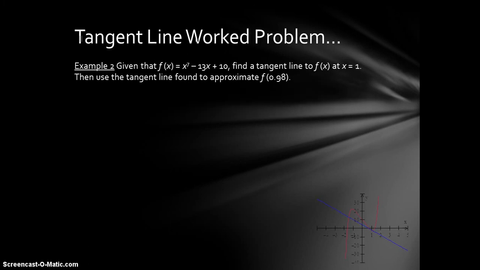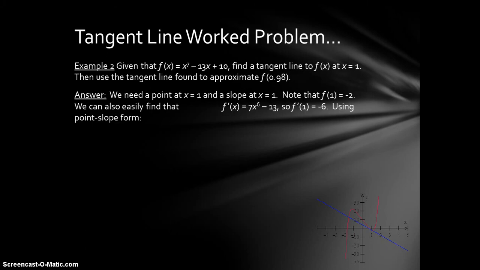So here's a worked problem. Given that f of x equals x to the 7th minus 13x plus 10, find a tangent line at x is equal to 1, and then use that tangent line to approximate f of 0.98. I have a demonstration right here, a little graph off to the side. In red is the function x to the 7th minus 13x plus 10, and blue will be our tangent line. So we need a point at x is equal to 1 and a slope at x is equal to 1. We notice that f of 1 is equal to negative 2 when we plug in.